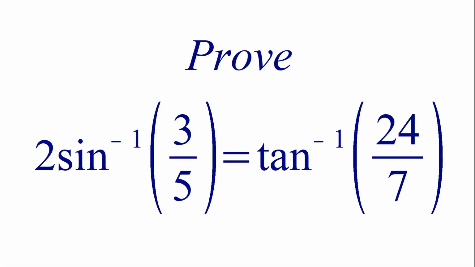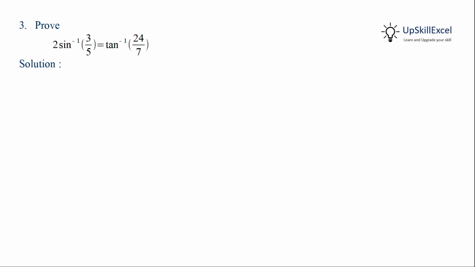Prove that 2 sin inverse 3 by 5 is equal to tan inverse 24 by 7. On the left hand side we have 3 by 5, which forms a Pythagorean triplet, 3 square plus 4 square equal to 5 square. Also the left hand side is in sine and the right hand side is in tan. So we need a way to transform sine to tan.